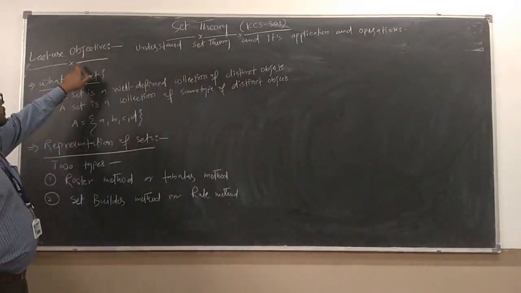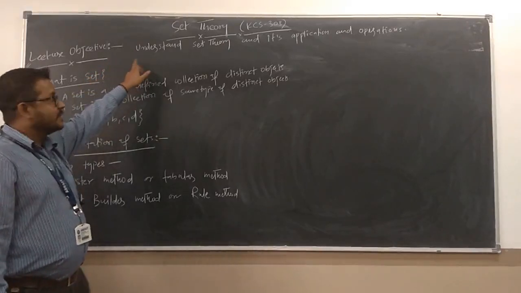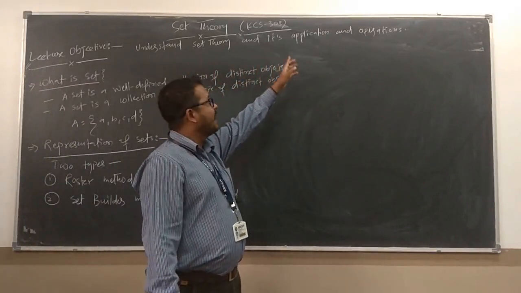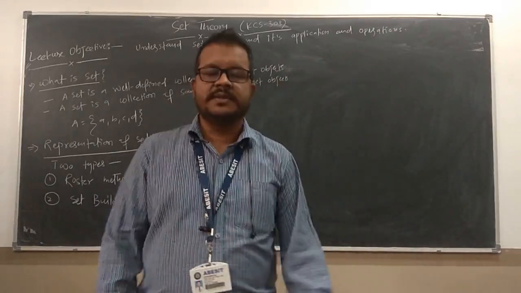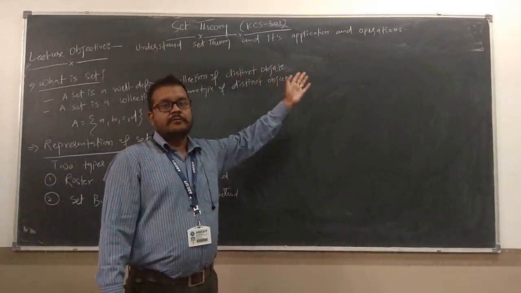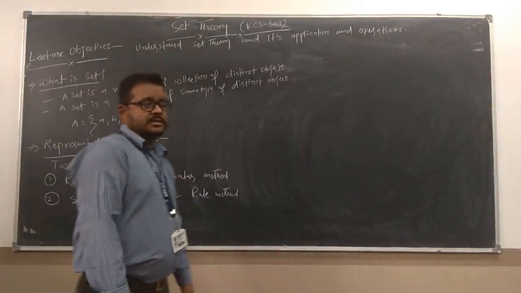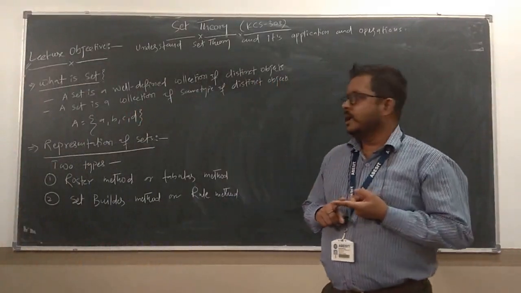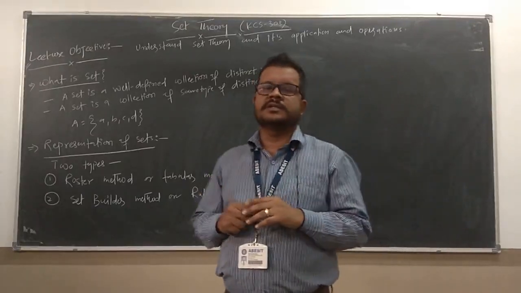The lecture objective is that students will be able to understand set theory, apply the knowledge of set theory, and understand some basic operations of set theory within the subject of discrete mathematics. The agenda of this discussion is: we will discuss set theory, types of sets, representation of sets, and we will see some examples and numericals about this.